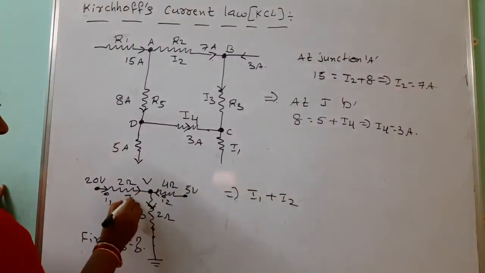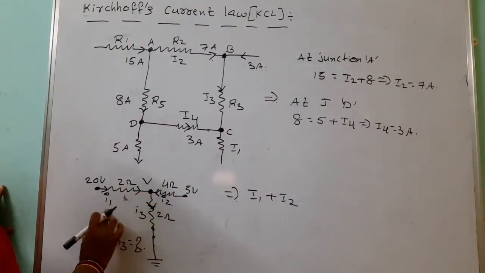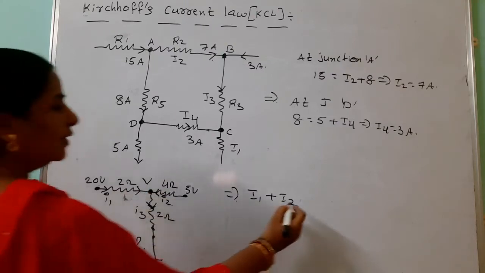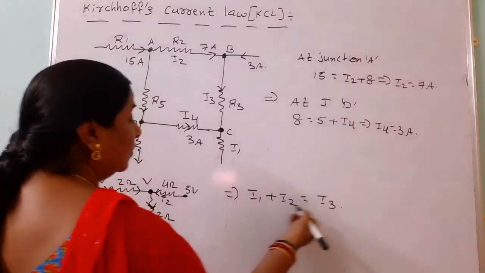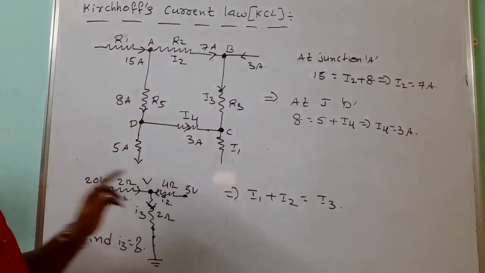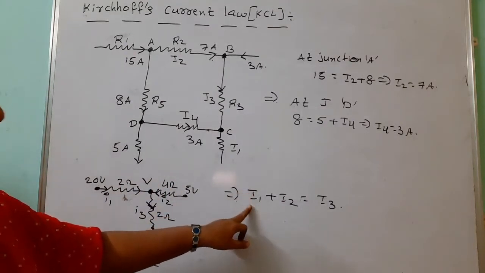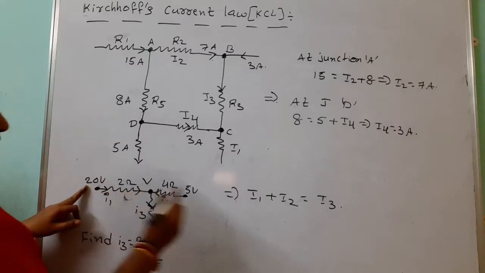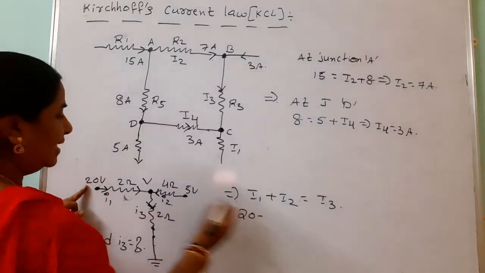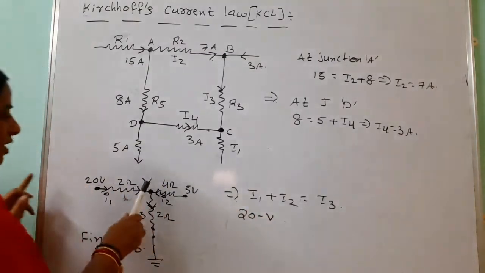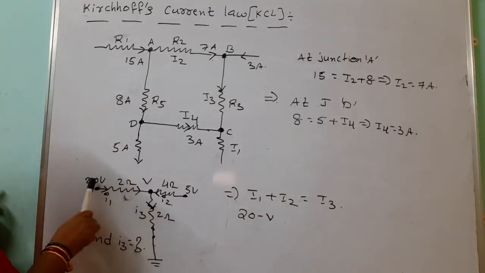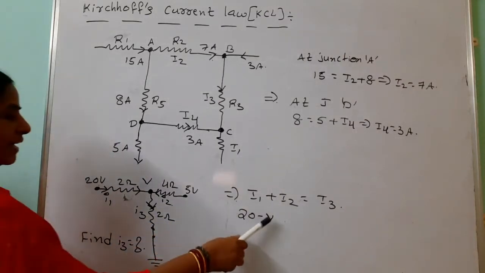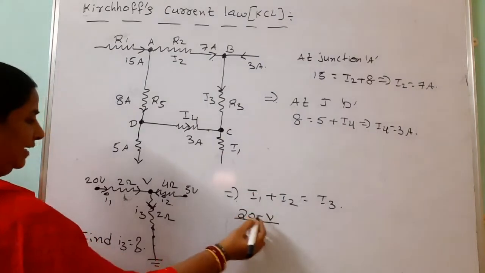This is the I1 I am taking. Already I have written I1, and this is the I2. Outgoing current is the I3. But from Ohm's law, what is the current formula? Current formula is potential by resistance. Here potential is 20 volts. 20 minus V. See how much potential difference is there? 20 minus V. Potential by resistance is giving the current.